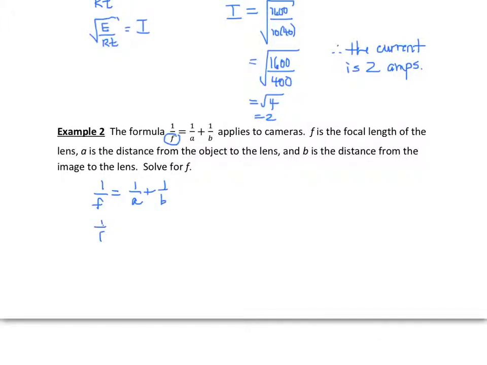So I would use a common denominator of AB. So in the first fraction, I've multiplied my denominator by B, so I must multiply the numerator by B. Second fraction, I've multiplied the denominator by A, so I'll multiply the numerator by A. So now I have 1 over F equals B plus A over AB. So if that's 1 over F, then F would be the reciprocal of that. So we're just going to flip the fraction on the right-hand side.